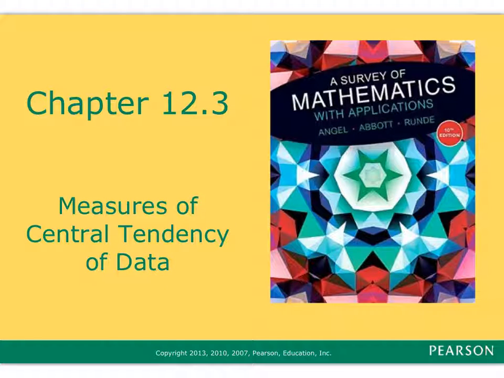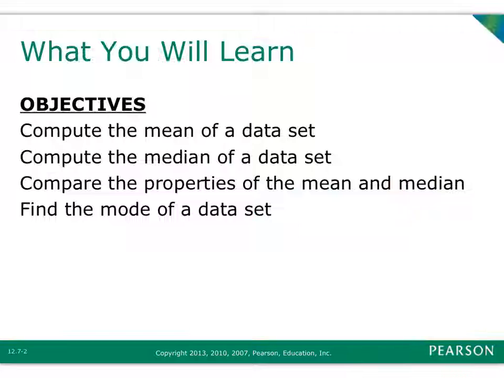So we're discussing a new section, section 12.3, and we're going to look at measures of central tendency of data sets. Our objectives in this section are to compute the mean of a data set, compute the median of a data set, compare the properties of mean and median, and find the mode of a data set. We'll also be looking at percentiles, and in particular Q1 and Q3, which are quartiles.